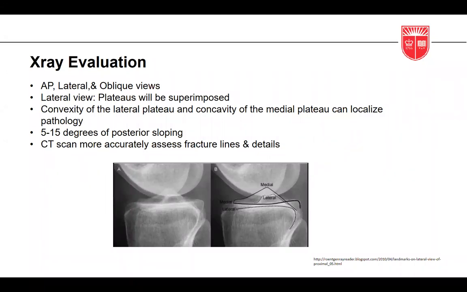Also look for depression and any displacement that might be present. It's also important to note that there's between 5 and 15 degrees of posterior sloping of the plateaus. This can lead to an underprediction of anterior plateau depression and overprediction of posterior plateau depression. Additionally, CT scans should be obtained because they more accurately assess for fracture lines, and they can also more accurately measure the amount of depression and displacement if it's present.